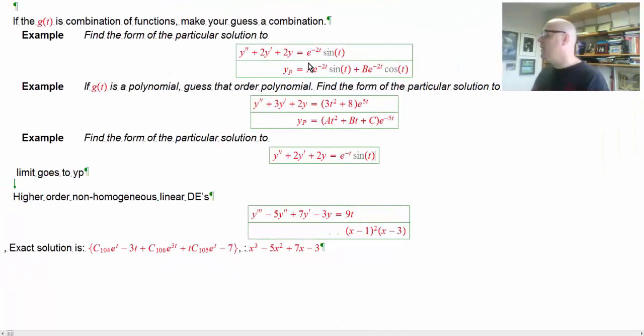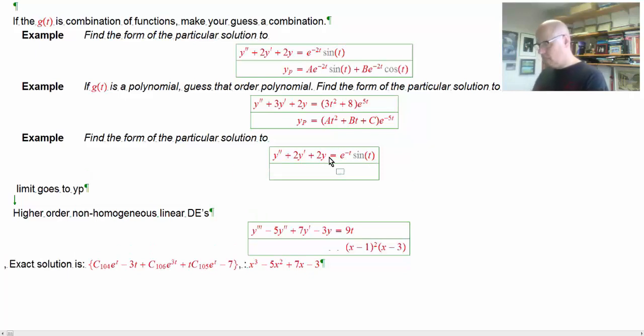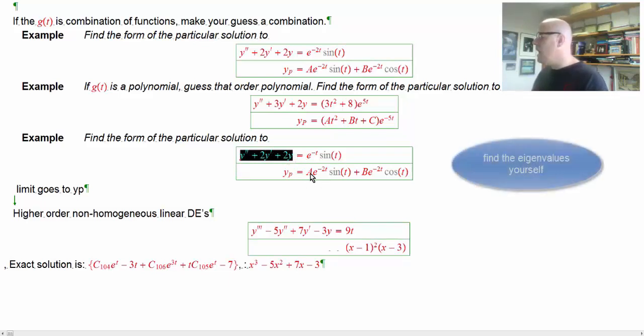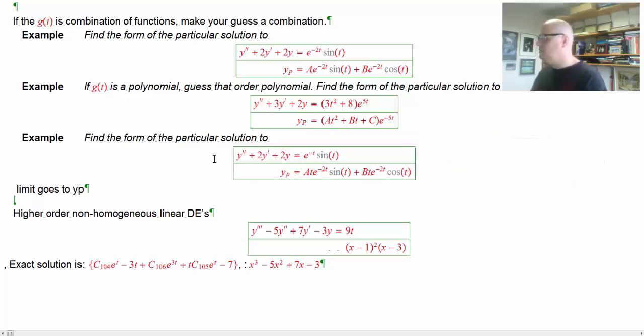Ah, that's what I was hinting at here. I need this form, because remember the eigenvalues of this equation are -1 plus or minus i. So this would be the homogeneous solution, so I can't leave that as my particular solution. I've got to throw t's in front here.